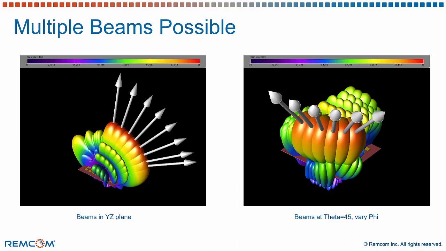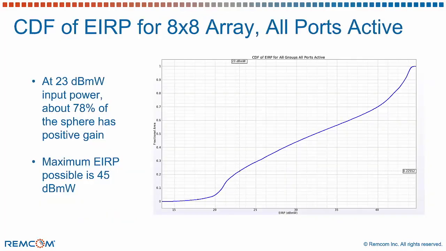in phi. Using a script for a desired feed combination and input power, we are able to generate the max EIRP CDF plot, which is the effective isotropic radiated power over the far zone sphere. If all the elements in this array were to be active at 23 dB milliwatts, 78% of the far zone sphere has positive gain. Also, for this array, the max EIRP will be 45 dB milliwatts.